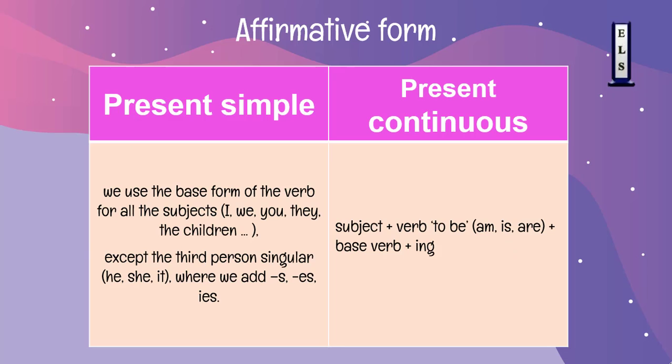Let's discuss the affirmative form of the present simple. We use the base form of the verb for all the subjects: I, we, you, they, the children, for example, except the third person singular, he, she, it, where we add an s, an es, or an ies at the end of the verb. For the present continuous, we have the subject plus the verb to be, am, is, or are, plus the base verb plus ing.